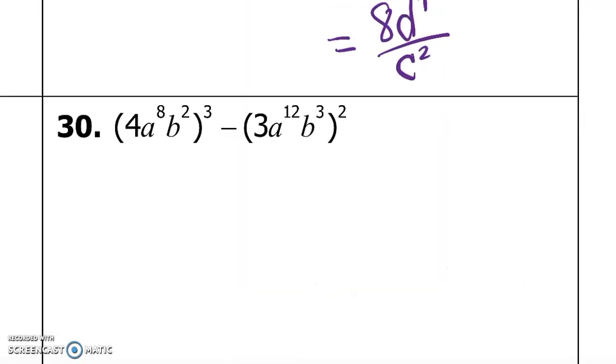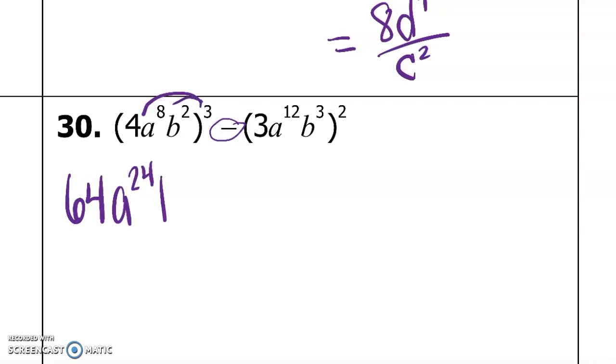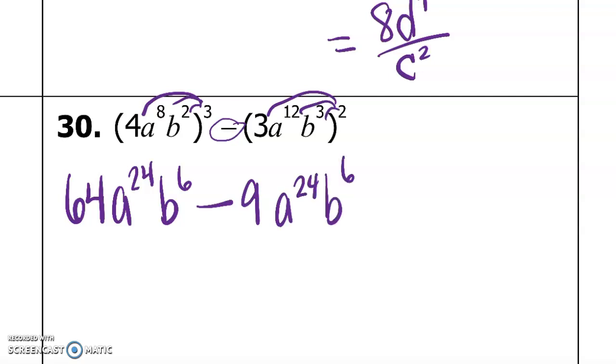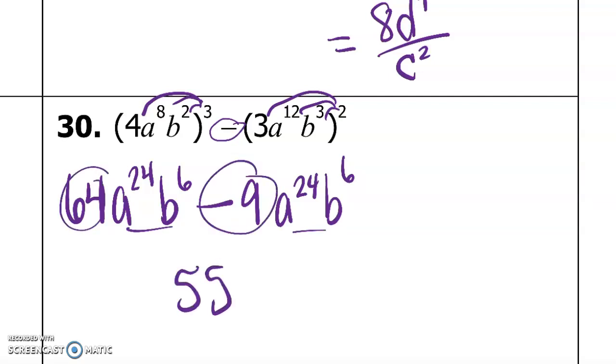For 30, since you're subtracting, you need to have like terms. Your variables need to match with their exponents. So 4 to the third is 64, a to the 24th, b to the 6th, minus 3 squared is 9, a to the 24th, b to the 6th. So now that these match, you just do 64 minus 9 gives us 55, a to the 24th, b to the 6th.